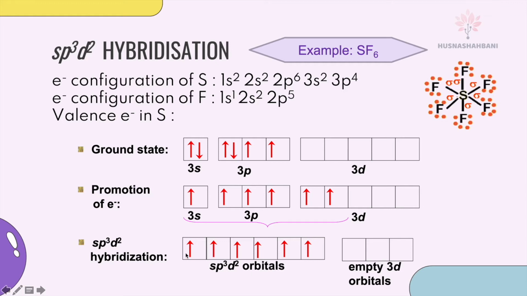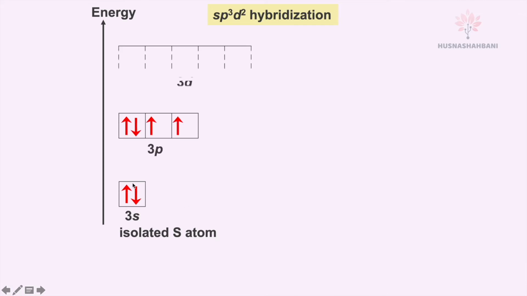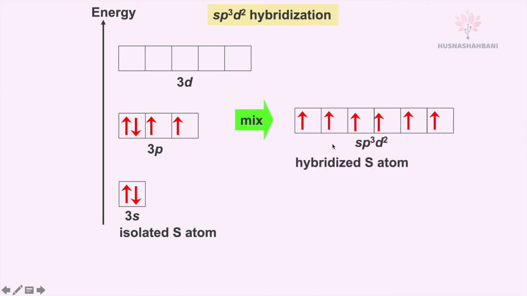Next step, we know that sp3d2, how many sp3d2? 1, 2, 3, 4, 5, 6. 6 sp3d2 orbitals in total. Energy level diagram: write the ground state orbital diagram, and then when you mix the pure orbitals, make them unpaired first, and then mix all the pure orbitals to become sp3d2 orbitals. The energy level of sp3d2 is slightly above 3p. Not exactly in between, it's just slightly above 3p orbital, and it's above 3s.